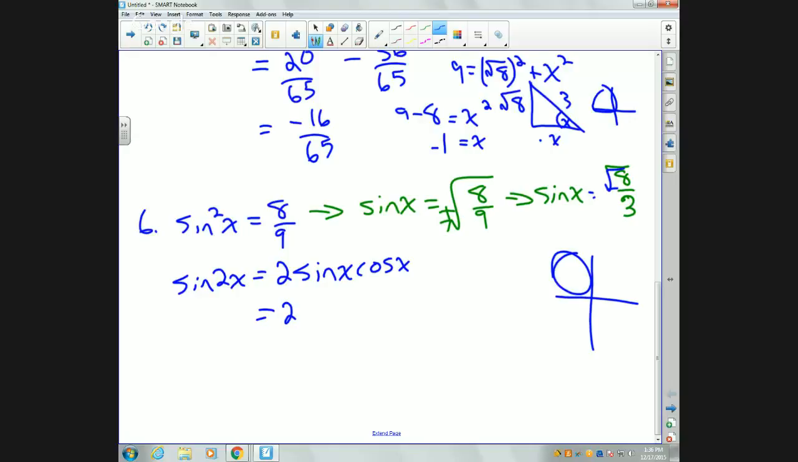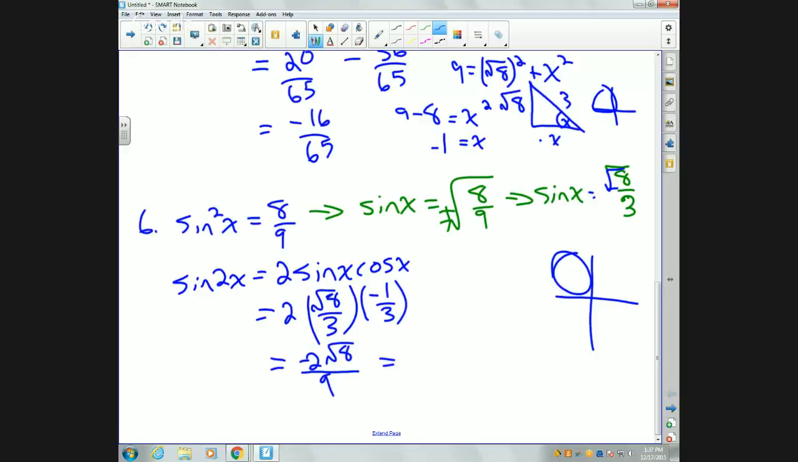So the sine of x is going to be root 8 over 3, and the cos is going to be, did I write it down anywhere? No, I just wrote it down here. Negative 1 over 3. A lot of you forgot the negative there. 2 times, so we get 2 root 8 negative all over 9.